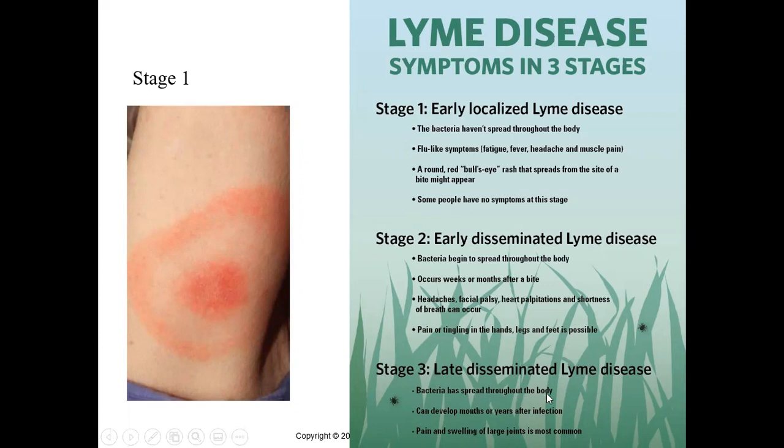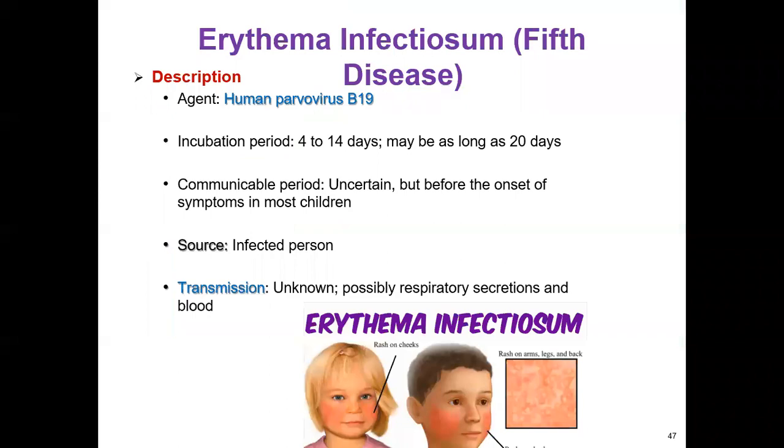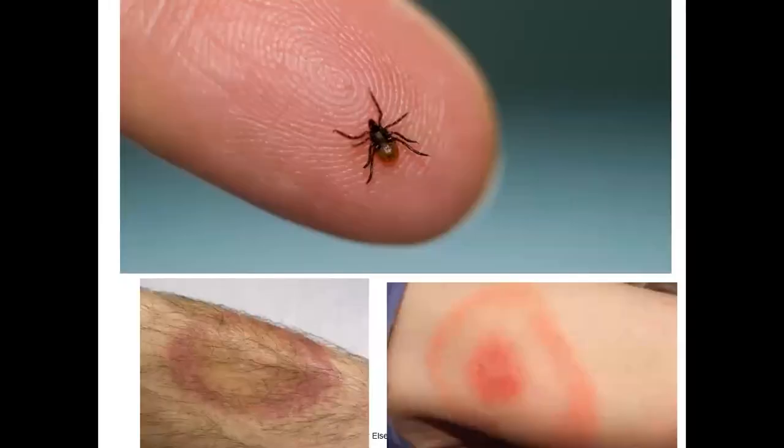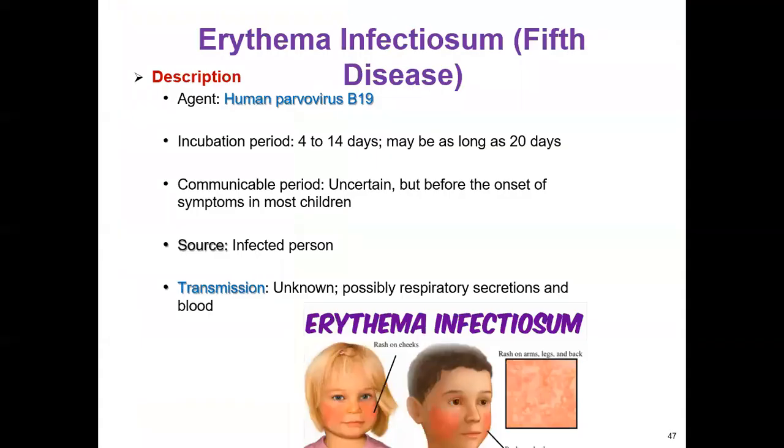Stage 3 is usually 2 to 12 months after the bite, late disseminated Lyme disease. The bacteria have spread throughout the body and can develop months to years after infection. Pain and swelling of the large joints is the most common. In this stage, the patient develops deafness, encephalopathy, speech problems, abnormal muscle movement, and muscle pain or weakness. So what is the treatment of Lyme disease? We give antibiotics like doxycycline, a single dose or a 2 to 3 week course, if the infection is confirmed. Doxycycline and amoxicillin are the drugs of choice.